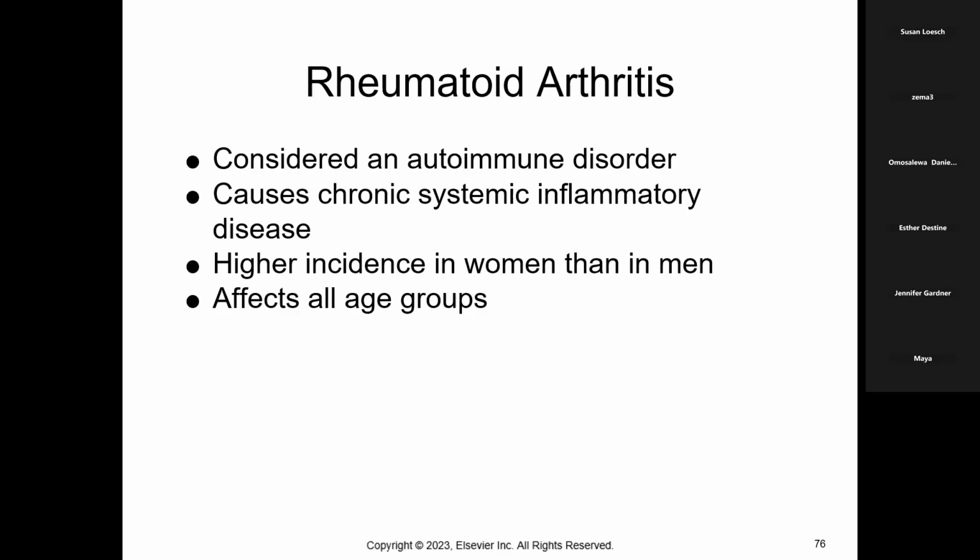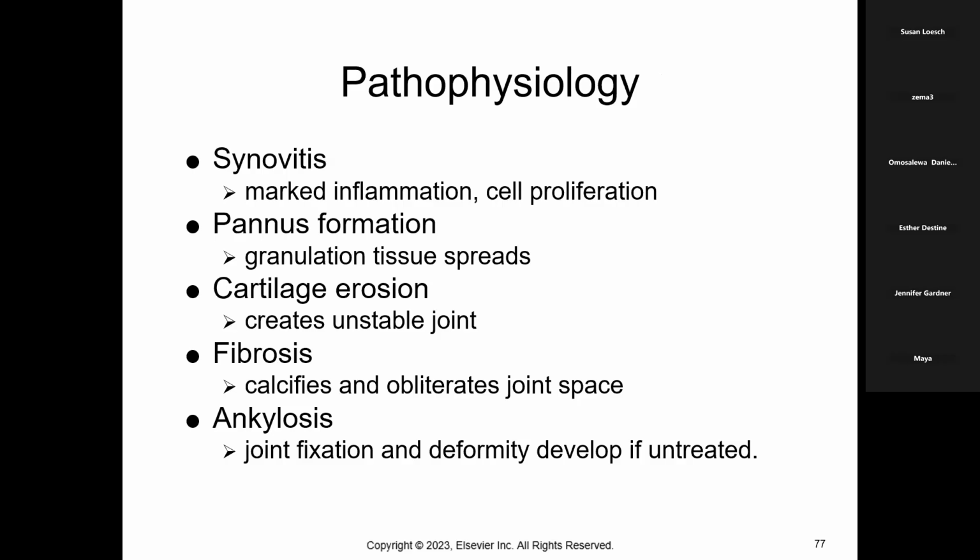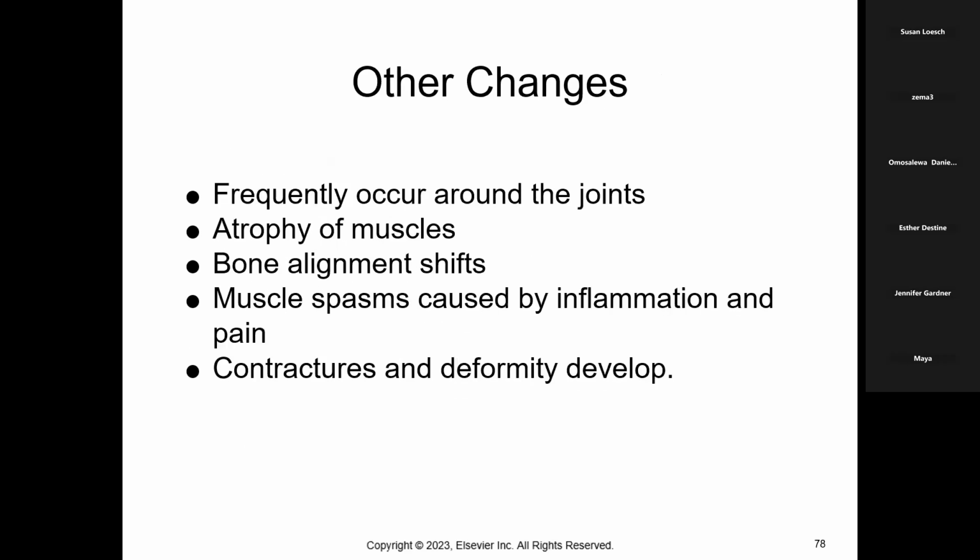The cartilage starts to break down, and before you know it, you don't have any cartilage, you don't have any synovial fluid. The cartilage is eroded, and that causes the joint to become unstable, making you at risk for falling and other damage. These clients can develop something called ankylosis, where the joints become fixed if we don't treat it. Okay, so muscles can become atrophied, the bone alignment can shift, muscle spasms, contractures, deformity.